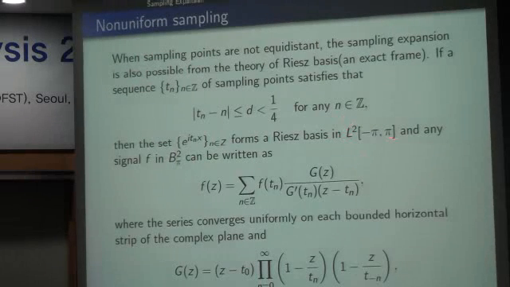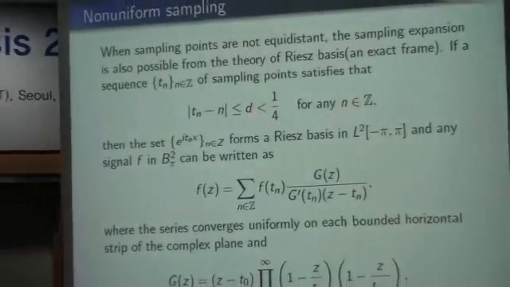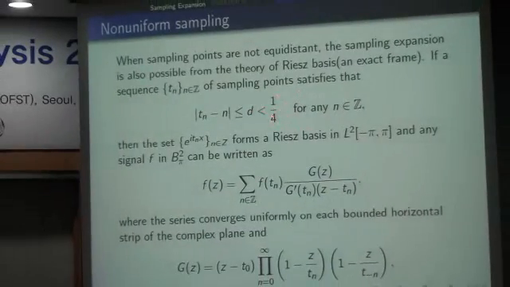And for non-uniform sampling, if the sampling nodes t_n satisfy that |t_n - n| is less than or equal to d and less than 1/4, then it forms a Riesz basis in this L2 space. So we expand the Fourier transform with this Riesz basis in this space and take the inverse Fourier transform, then we obtain the non-uniform sampling theorem. So expansion in this space is important. It's important.